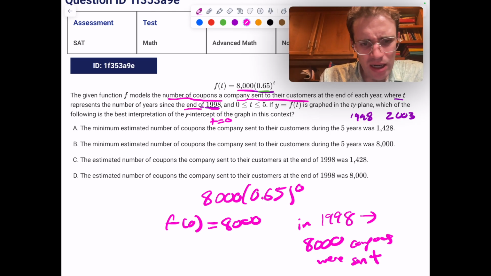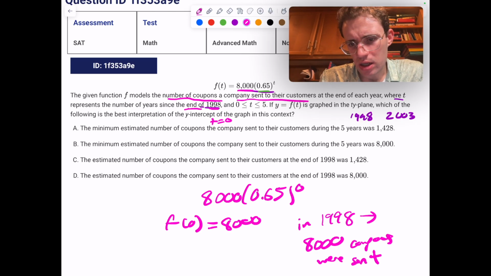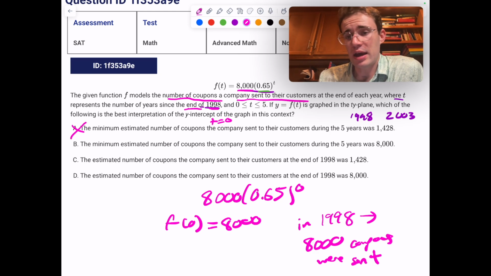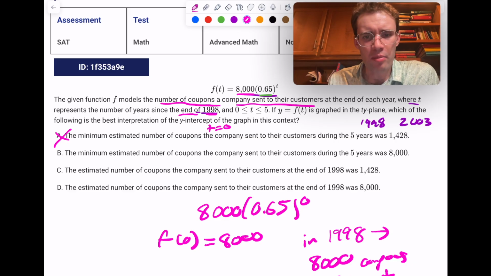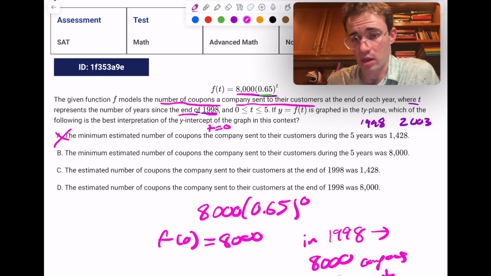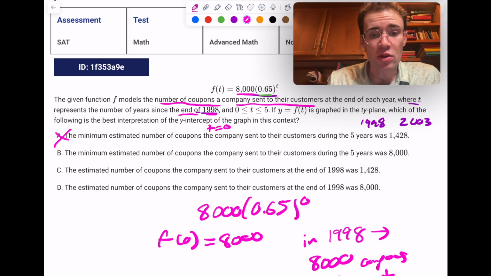So the minimum estimated number of coupons the company sent to their customers during the 5 years was, no, that's not the, I mean, that might be right. We didn't find the vertex. It's not a quadratic function. So the minimum would be after 5 years. If you plug in 5 for t, I don't know if that's the value. That looks like maybe it could be right. But that's not what the y-intercept represents.